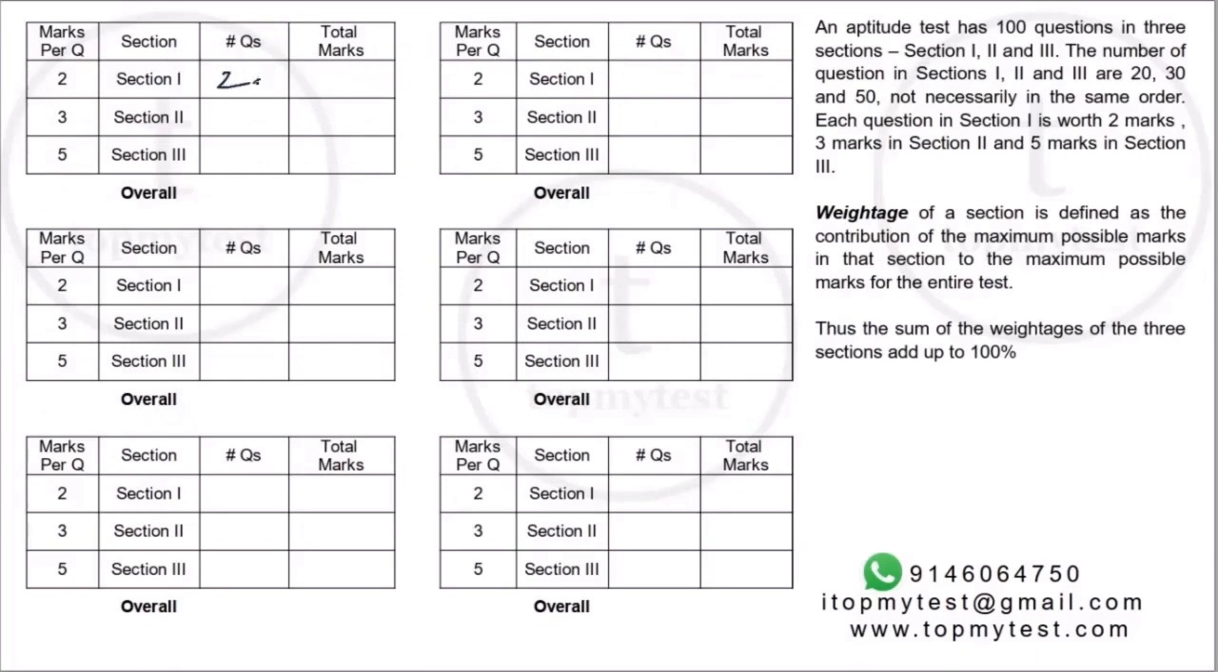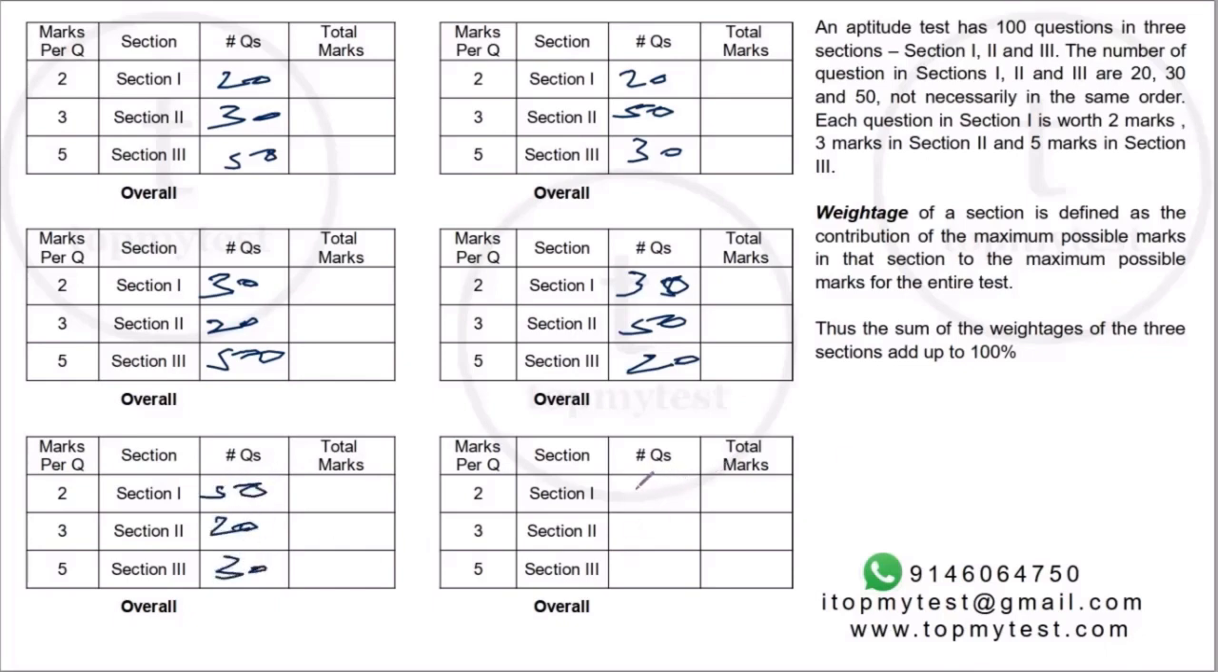So if I say 20, 30, 50, then you can have 20, 50, 30. You will have 30, 20, 50. You'll have 30, 50, 20. Then you'll have 50, 20, 30. And you'll have 50, 30, 20. Right? So we can calculate the marks here.